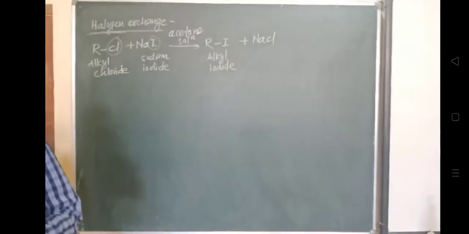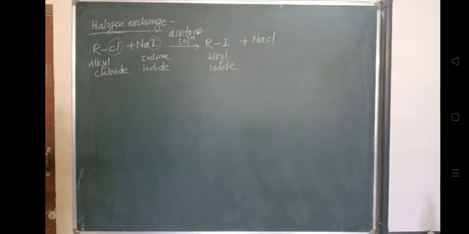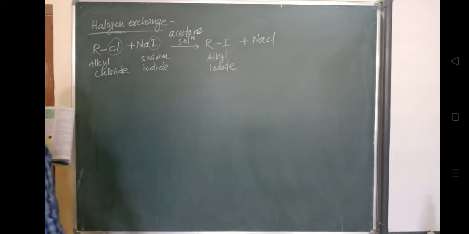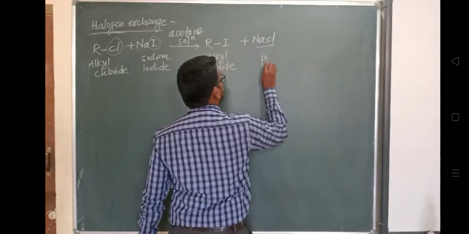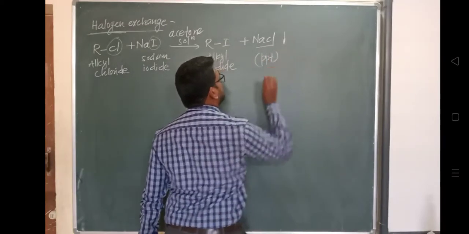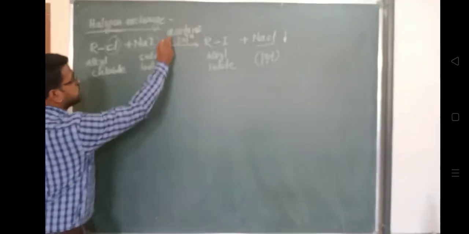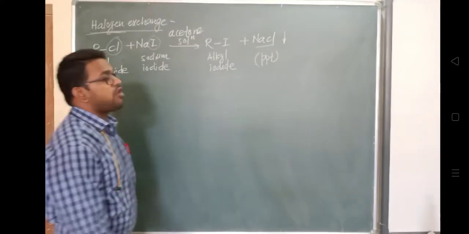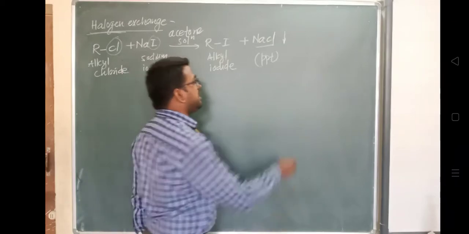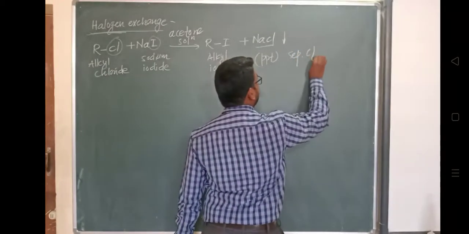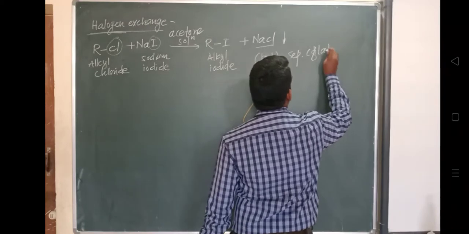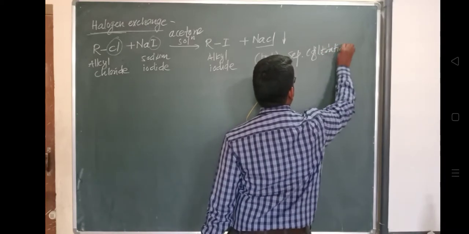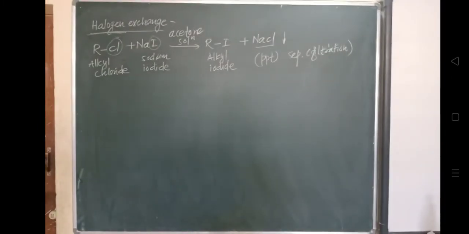Sodium chloride forms as a precipitate, because the reaction takes place in acetone solution, and it can be separated by the filtration process. How can we separate it? By filtration. So this is called the halogen exchange.